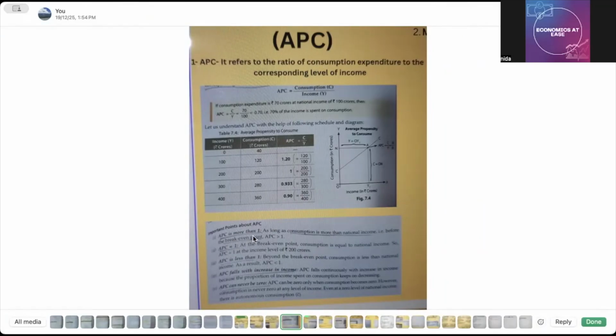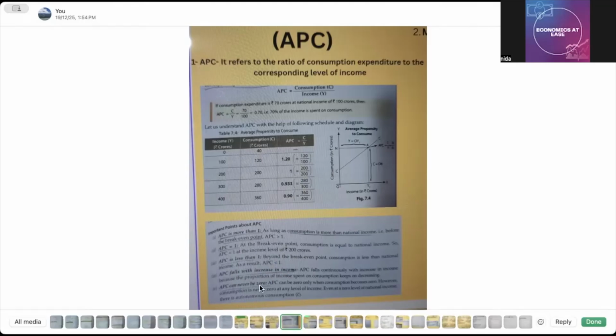APC can be more than 1, APC can be equal to 1, and APC can be less than 1. I've explained the conditions with the help of the numerical also. And APC falls with increased income. With the help of this table, you can easily see that as the income increases, APC decreases.